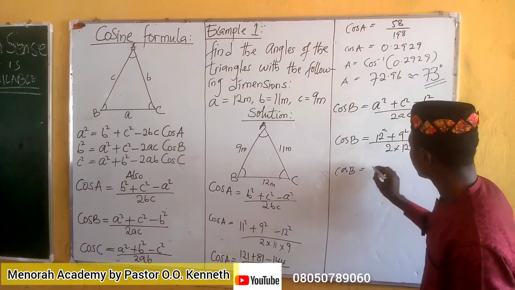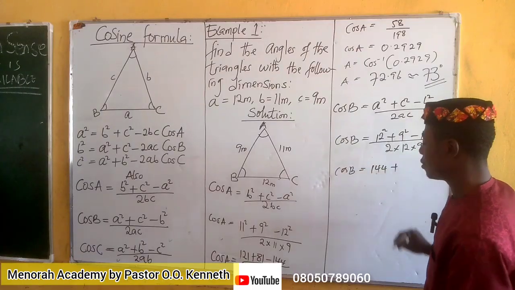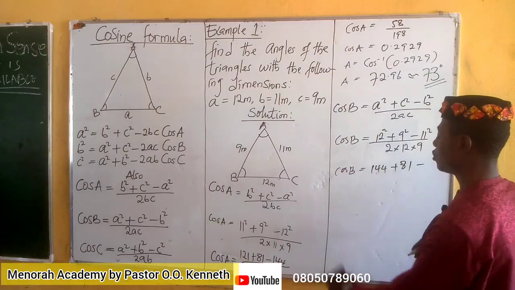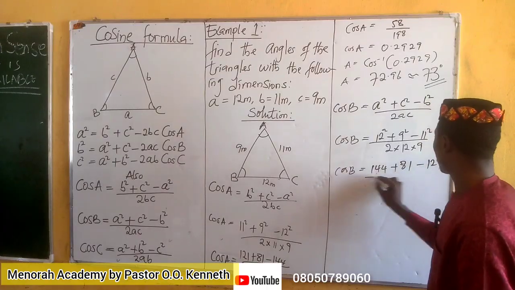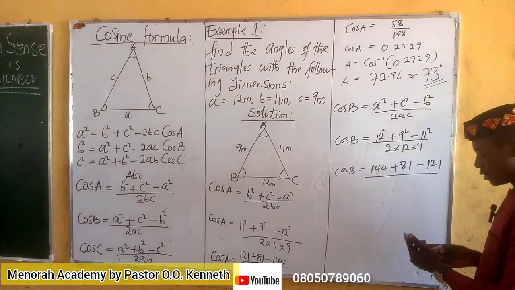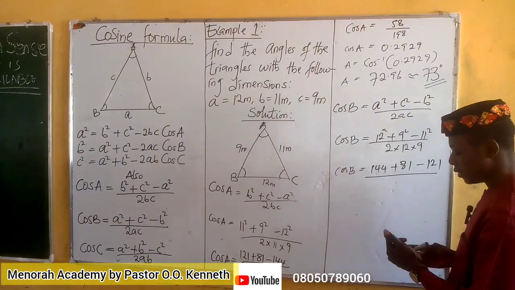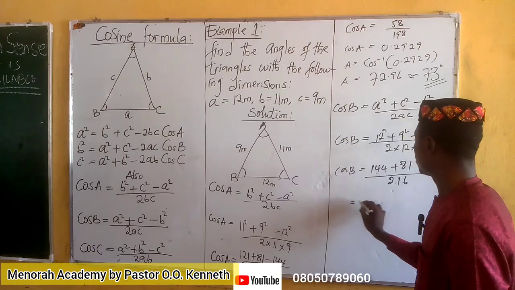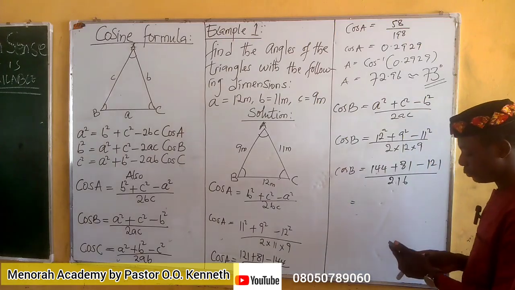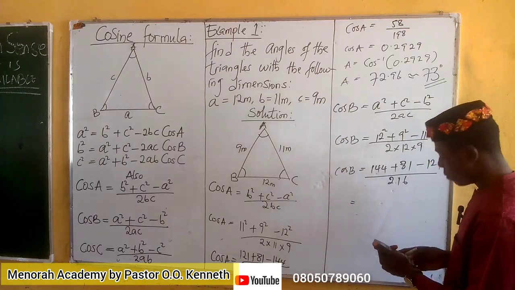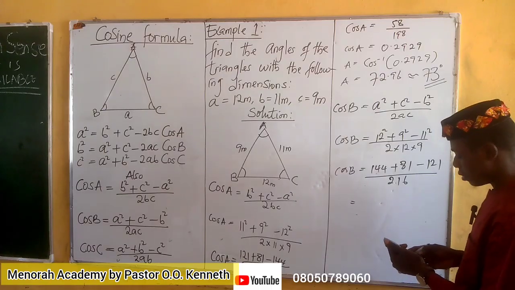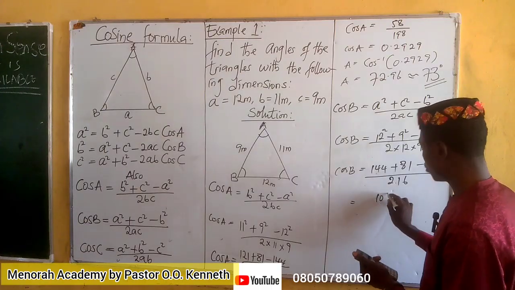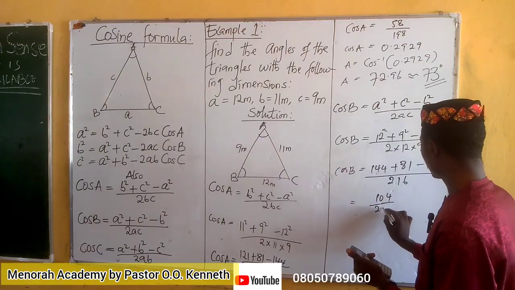square, which gives us 144. Then plus 9 square. 9 square gives us 81. Minus 11 square gives us 121. All over 2 times 12 times 9. 2 times 12 times 9 is equal to 216. So this is going to be equal to 144 plus 81, minus 121, which is going to give me 104 over 216.